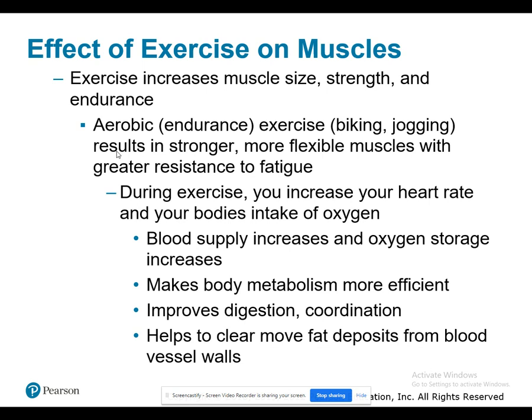The first type of exercise is aerobic. So this is endurance exercise. If you're biking, you're jogging, you're running, you're walking very fast. This is going to result in muscles that are stronger, they are more flexible, and they have a greater resistance to fatigue, so you don't get tired as often. Usually during aerobic exercise, you want to get your heart rate up so your body intakes more oxygen, and your body gets used to this increase in oxygen.